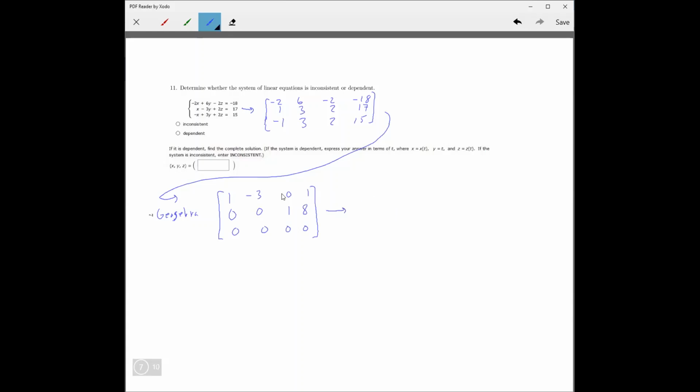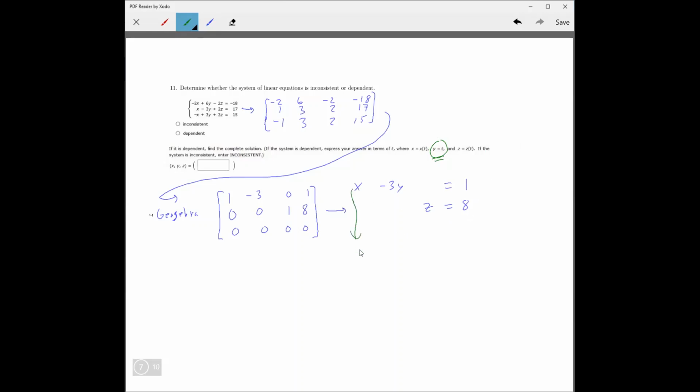So when we translate back, the top equation is x minus 3y equals 1. The second equation is z equals 8. Okay, so here we have this variable y. And they kind of give you a hint as to what's happening here. You're going to set y equal to t, is the key right here. So if you look at the instructions, sometimes they give you little hints on how to solve the problem.